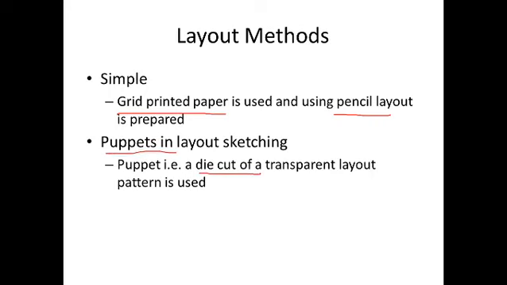A puppet is actually a die cut, a die which has a transparent layout, where you have the trace of different components. So you can make the outline of the components on the puppet, and using that you can duplicate it on your printed paper. So making the PCB layout using the simple method means grid printed paper. Grid printed paper is like a graph paper, so it will give you the proper dimensions. It is a tedious job, but if you go for puppet, it makes your job easier.